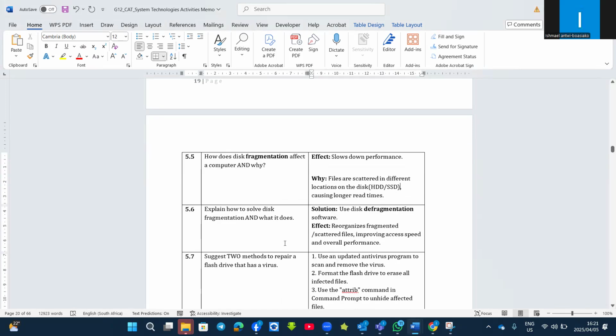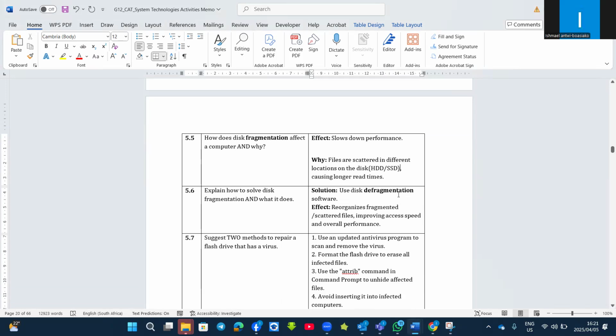And how do we solve fragmentation? We use what we call the defragmentation utility. Defragmentation reorganizes the fragmented or scattered files in order to improve the performance of the computer. So if you get a question that says, define the term defragmentation, it's the reorganization of scattered files in order to improve the performance of the computer. And that's what we call defragmentation, which is a utility tool.